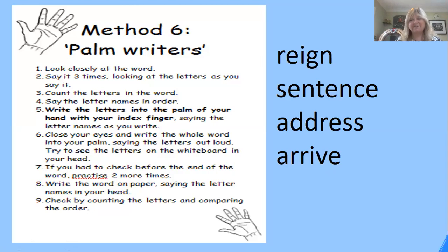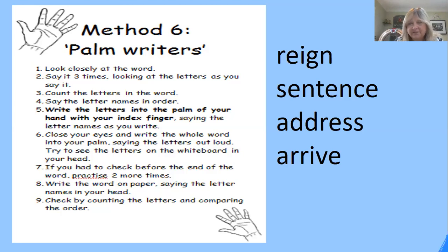Sentence, address, and arrive. So these are all words that are perhaps a bit tricky to spell, but we can use method 6 palm writers. I'm going to model the first one. I'm going to look closely at the word. Now, when I look at reign, I notice that there's a silent G. So that's something I mustn't forget. There's a G in there somewhere, and I mustn't forget it. And I know that E-I makes the A sound. And I know the initial sound is an R sound, and the end sound is an N sound. So from that, I can remember and start to think about that word.